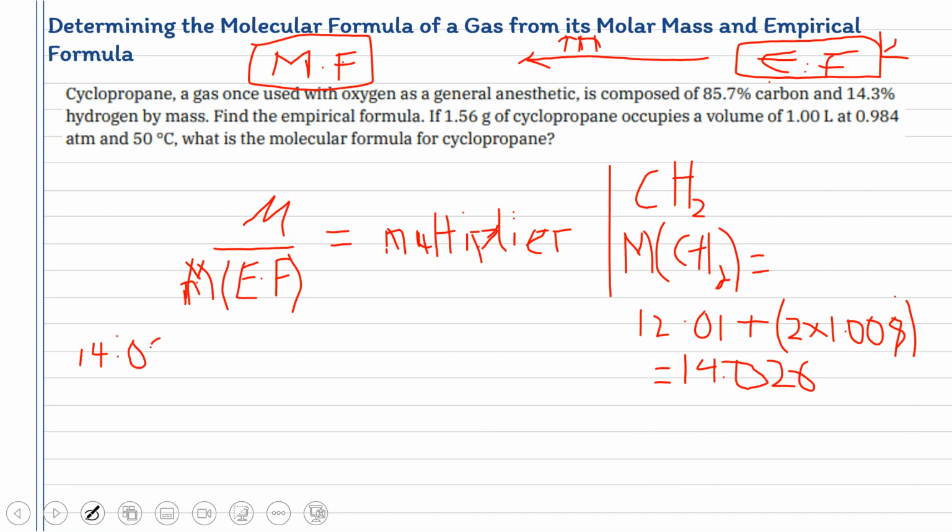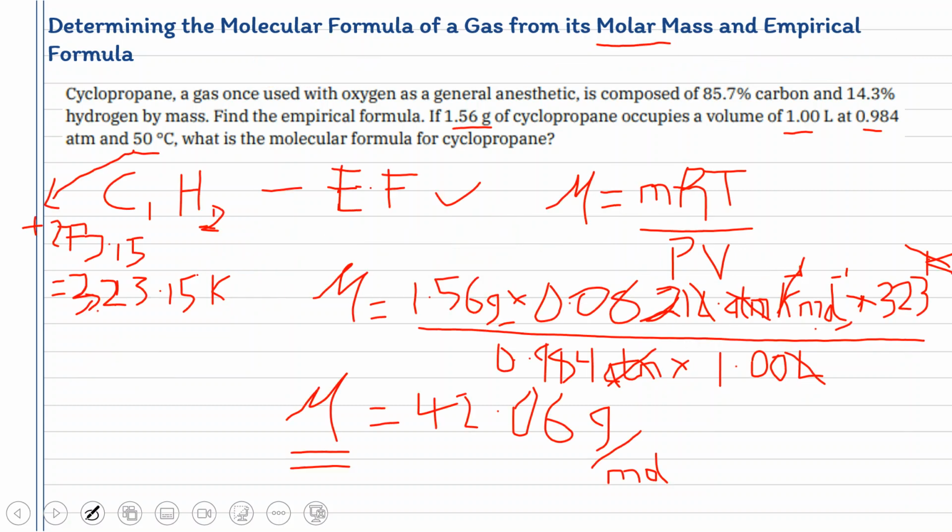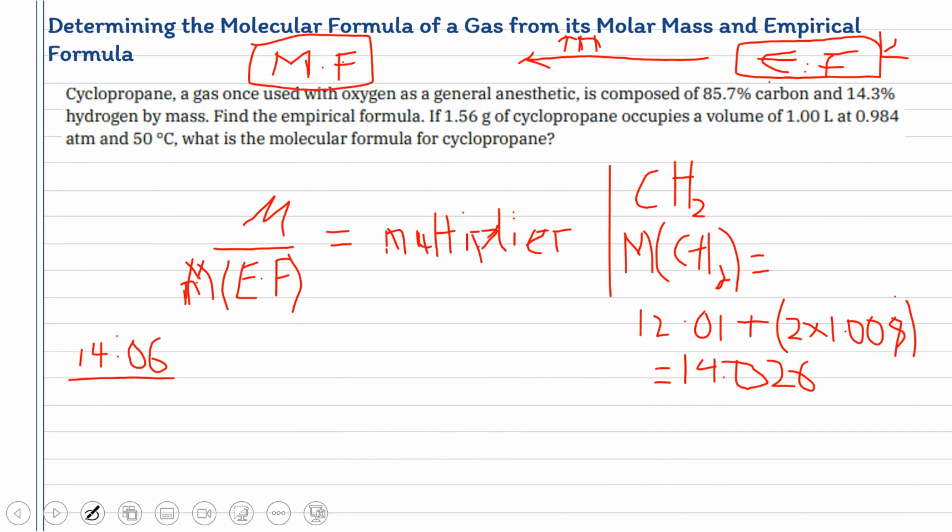Sorry, it was not 14. Sorry, I nearly made a mistake here. Our molecular mass we just found was 42.06. So let's write that down. 42.06 divided by, what was the mass of our empirical formula? The mass of our empirical formula was 14.026. And that should give us a multiplier that can help us find our molecular formula.